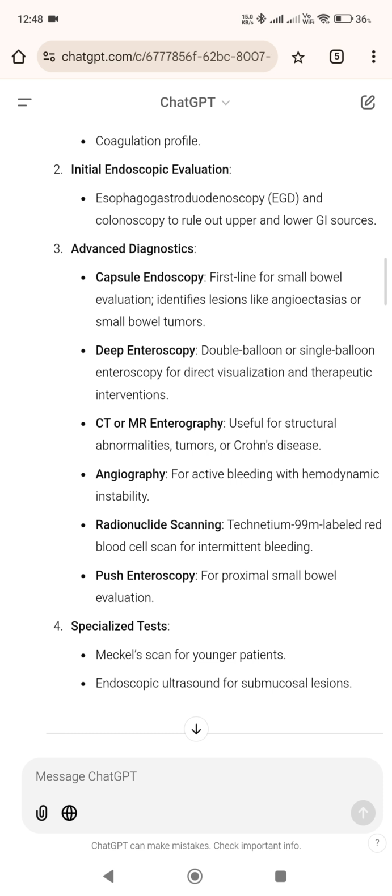CT or MR enterography, useful for structural abnormalities, tumors, or Crohn's disease. Angiography, for active bleeding with hemodynamic instability. Radionuclide scanning, technetium 99m labeled red blood cell scan for intermittent bleeding. Push enteroscopy for proximal small bowel evaluation. 4. Specialized tests, Meckel's scan for younger patients. Endoscopic ultrasound for submucosal lesions.